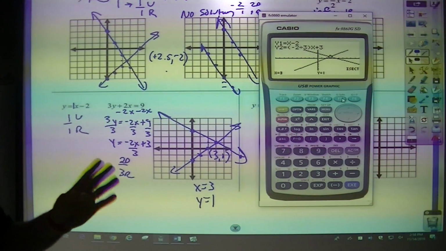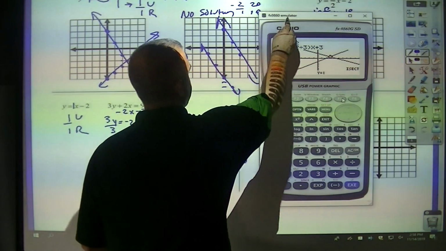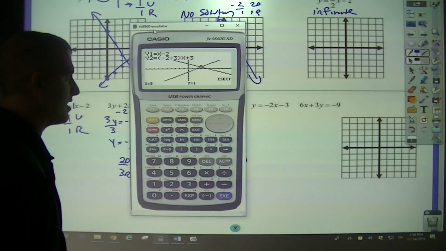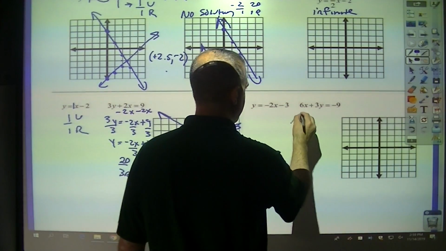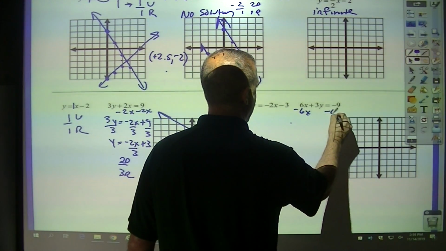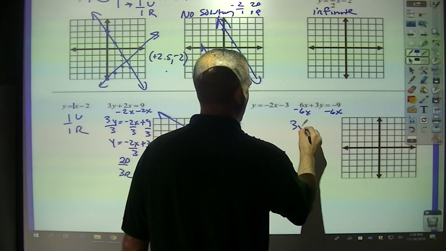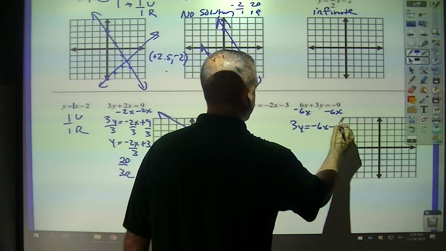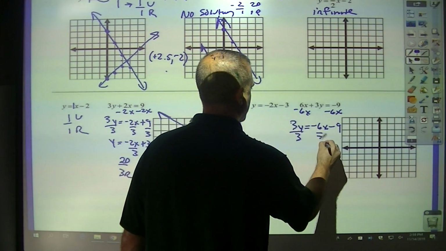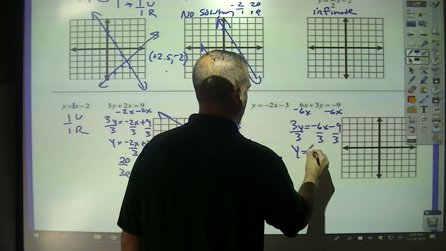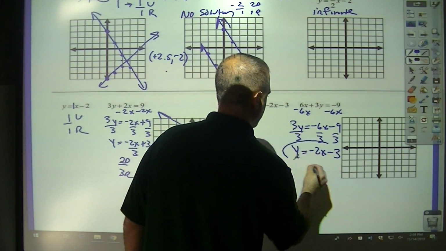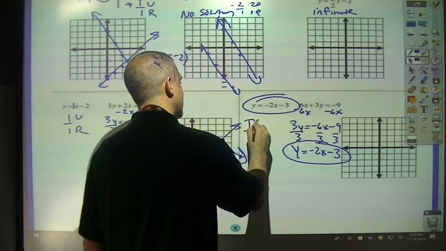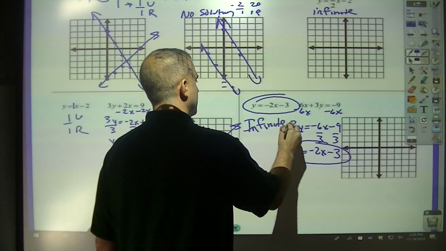All right, so you have to be able to do both. You'll have to be able to graph by hand and use the calculator. Okay, now this one, I would subtract 6x from both sides. So that's going to be 3y equals negative 6x minus 9. And I would divide both of these parts by 3. And that's going to be y equals negative 2x minus 3. And as you can see, same. So that's going to be an infinite solution.